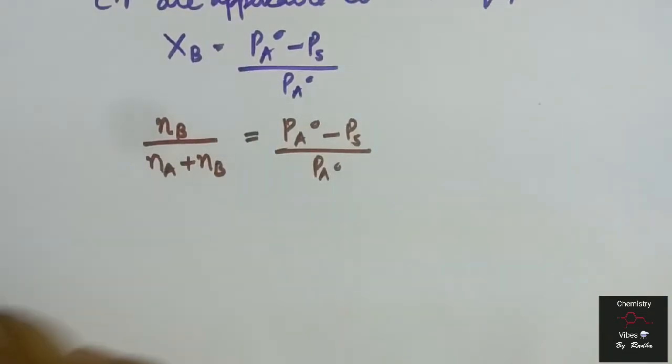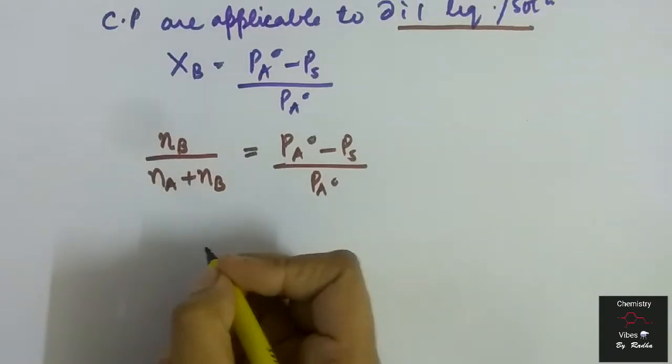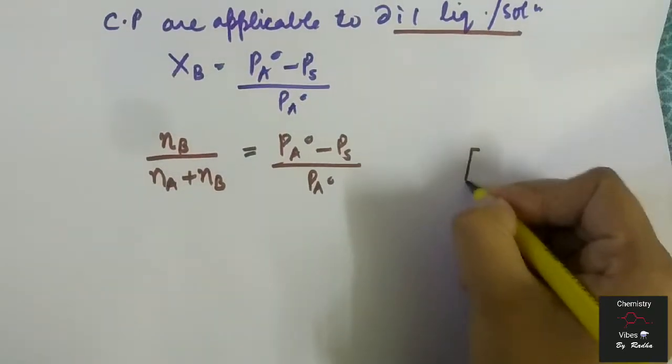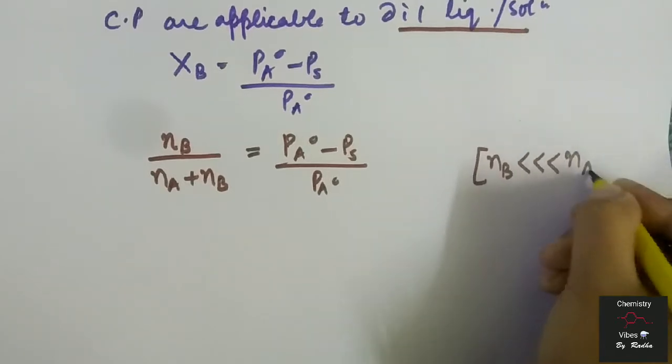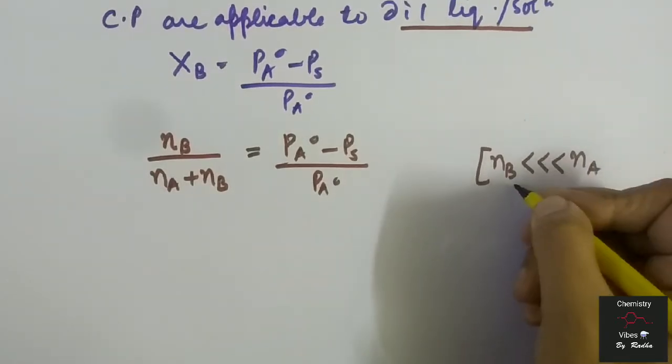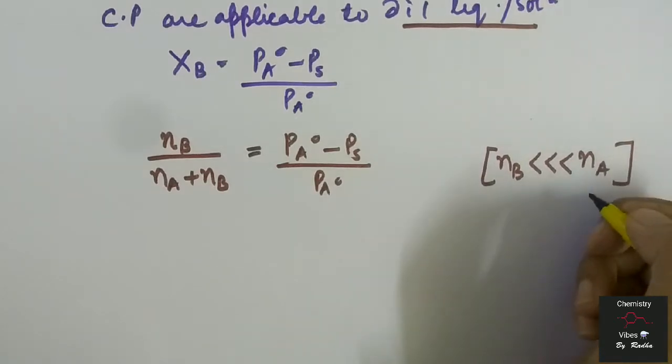But for dilute solutions, NB is very much less than NA. The number of moles of the solute particles is very much less than the number of moles of solvent for dilute solutions, obviously.